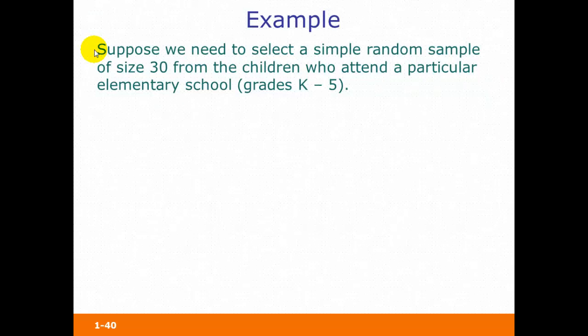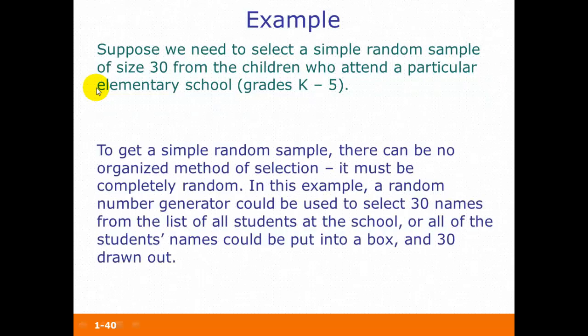Here's an example. Suppose we need to select a simple random sample of size 30 from the children who attend a particular elementary school, which has grades K through 5. To get a simple random sample, basically there can't be any organized method of selection. It has to be completely random. In this example, we could use a random number generator to select 30 names from the list of all students at the school, or another way to get a simple random sample is to put all the students' names into a box and draw out 30 names.